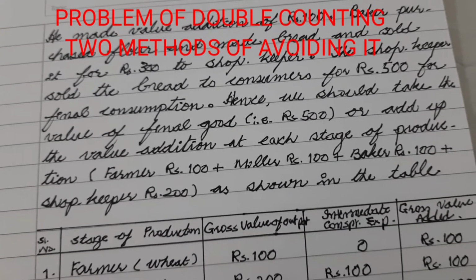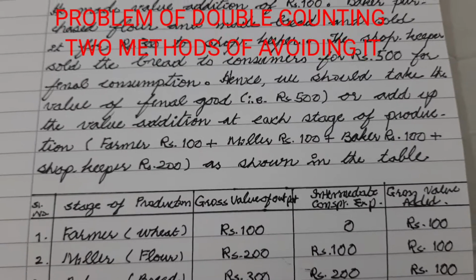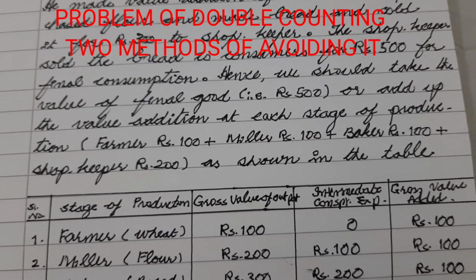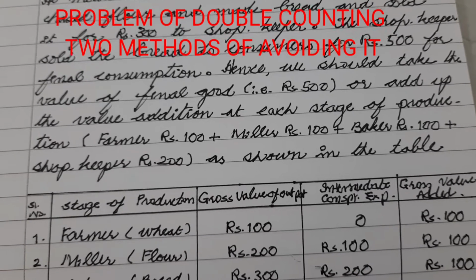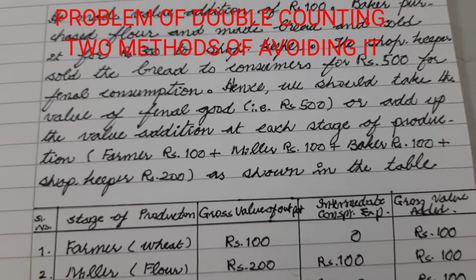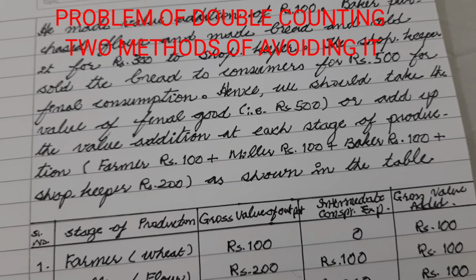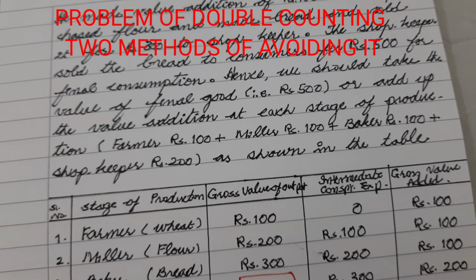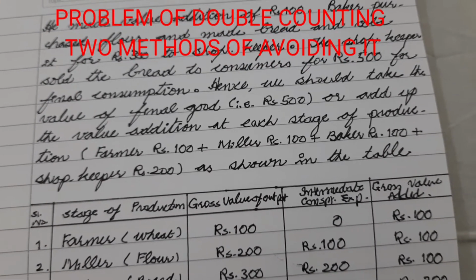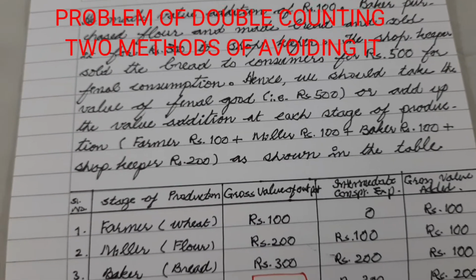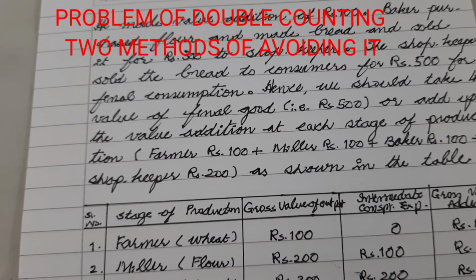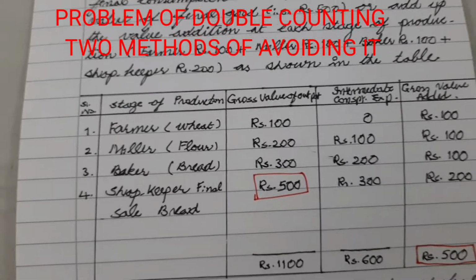Hence, we should take the value of the final good, rupees 500, or add up the value addition at each stage of production. As you can see here, the farmer has made a value addition of rupees 100, the miller rupees 100, the baker rupees 100, and the shopkeeper made 200, as shown in the table. So look at this table carefully.